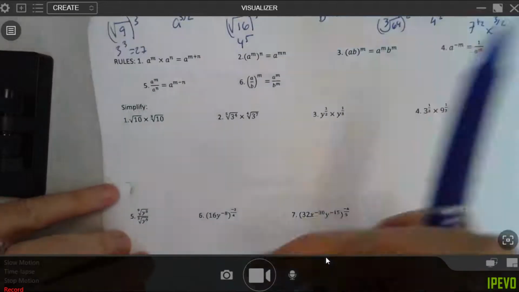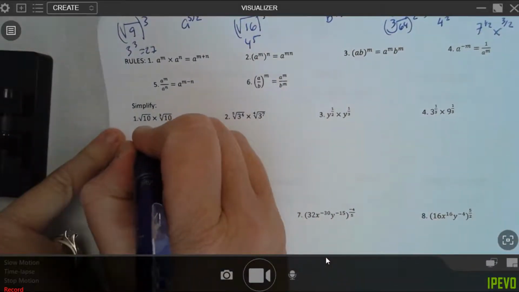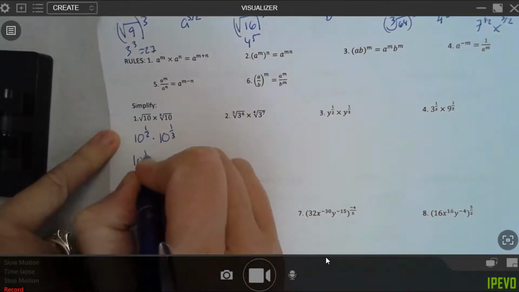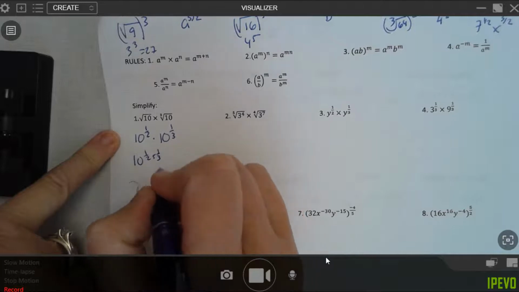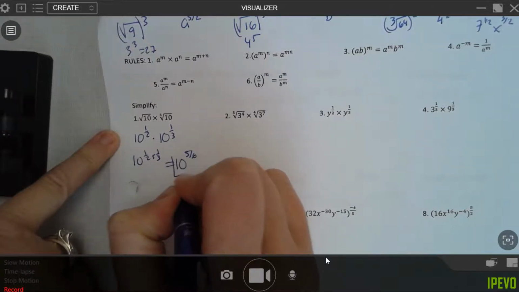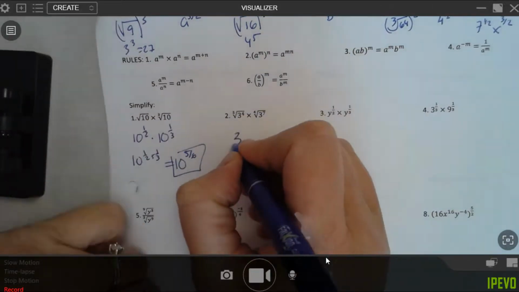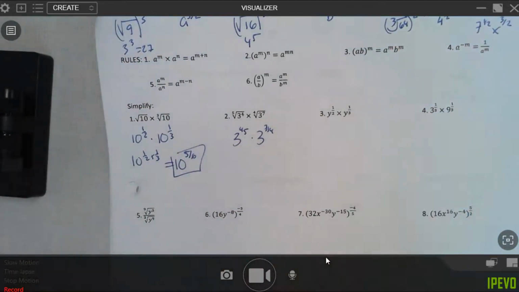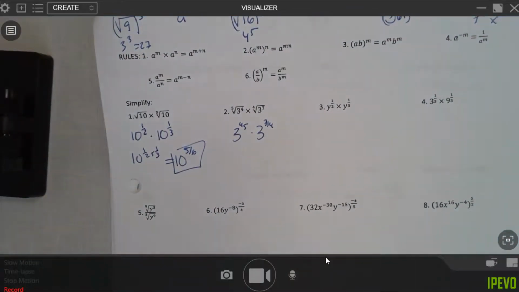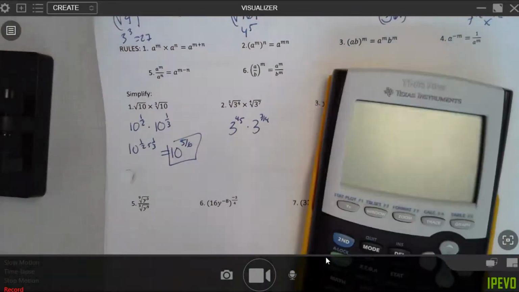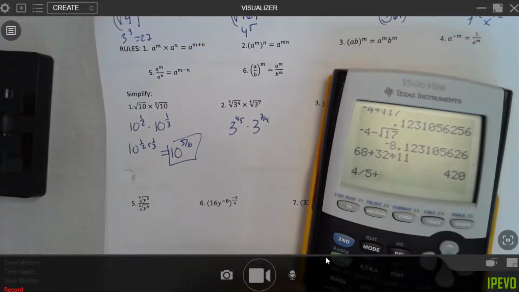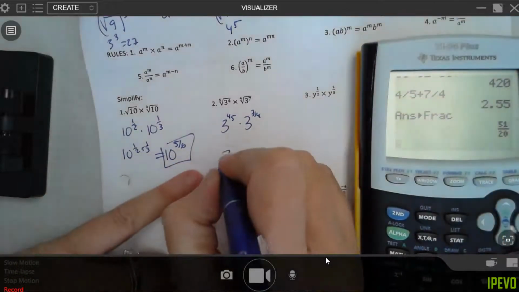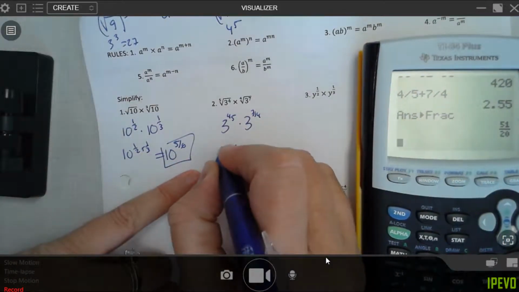So to simplify these right here, first thing I'm going to do is this is 10 to a 1/2, and this is 10 to a 1/3. So same base, add your exponents. So you're doing 1/2 plus 1/3. So if you need to, get your calculator out, and that's 10 to the 5/6. So this is 3 to a 4/5, 3 to a 7/4. So I need to add 4/5 and 7/4, which I just put in my calculator because I'm lazy. So I get 51/20. So it'd be 3 to the 51 over 20.